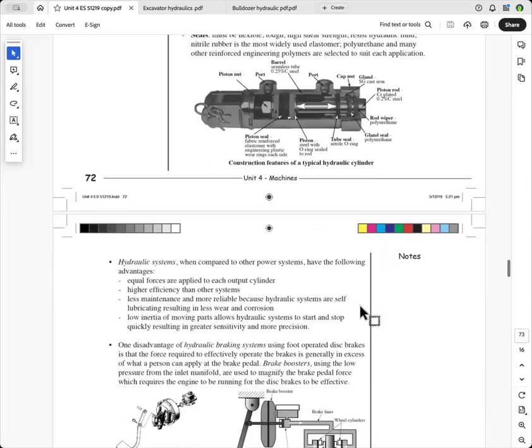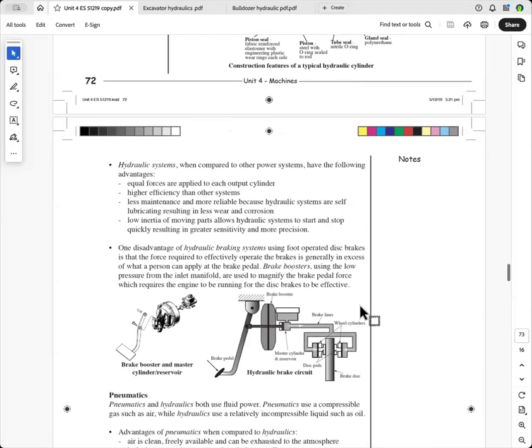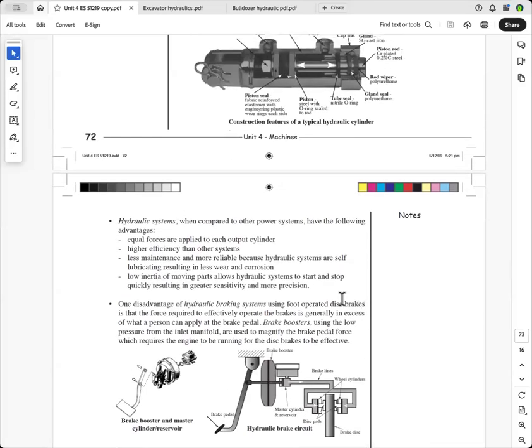Let's just have a look at the advantages of hydraulic systems. Equal forces applied to each output cylinder, higher efficiency than other systems, less maintenance and more reliable because hydraulic systems are self-lubricating, resulting in less wear. So the hydraulic fluid is lubricating the moving parts. Low inertia of moving parts allows hydraulic systems to start and stop quickly, resulting in greater sensitivity and more precision.